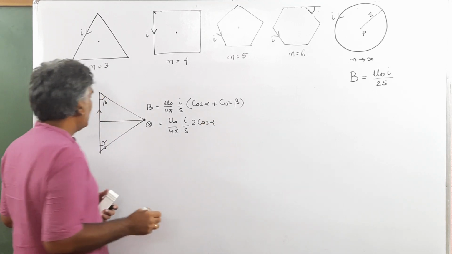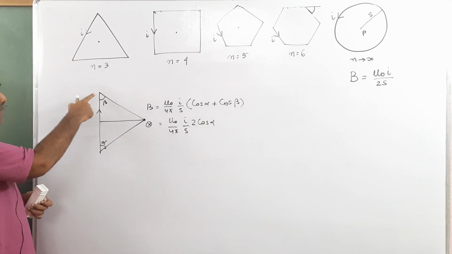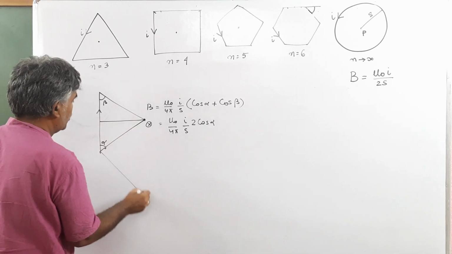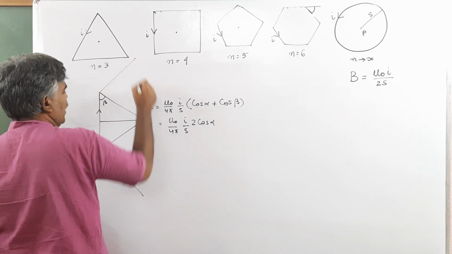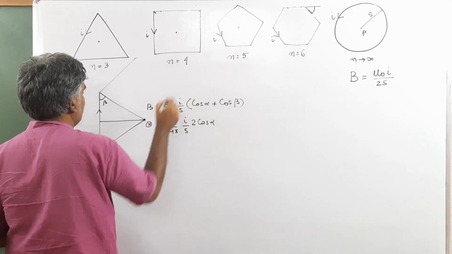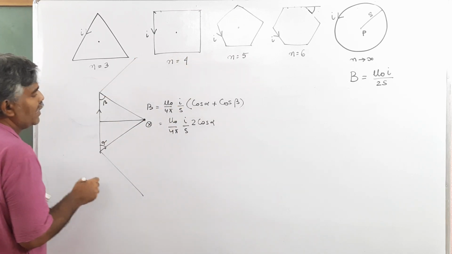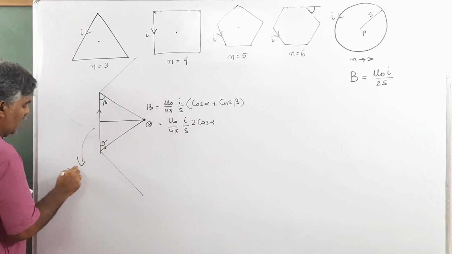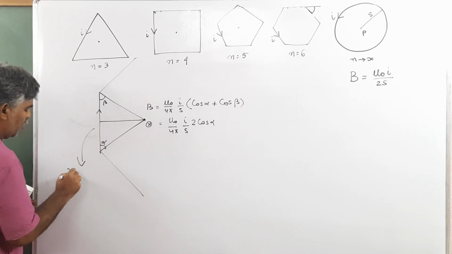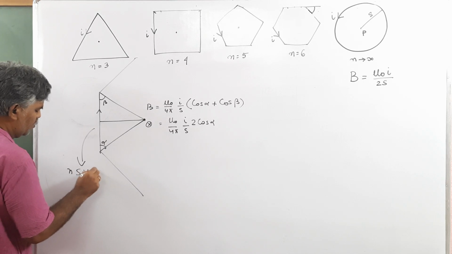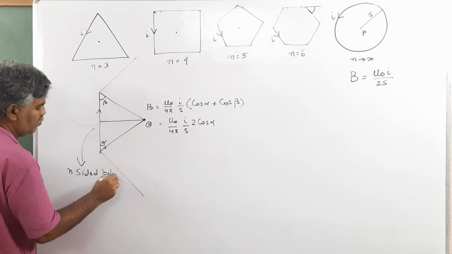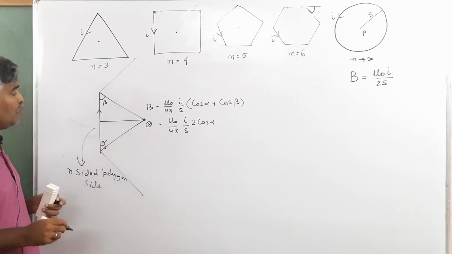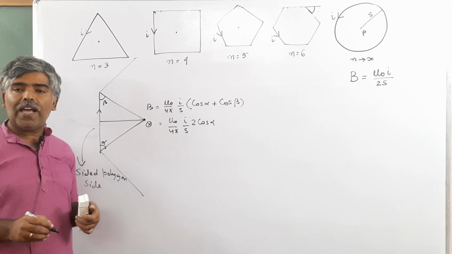Now if you think that this is the side of an n-sided polygon, suppose it is like this, it's going like this. So this is the side of an n-sided polygon. So what we need to find is alpha and beta.